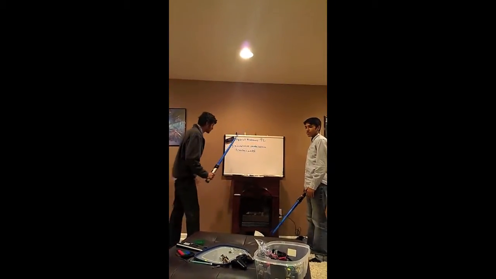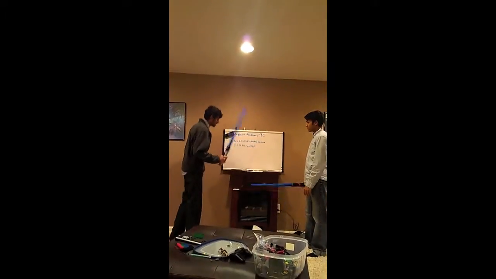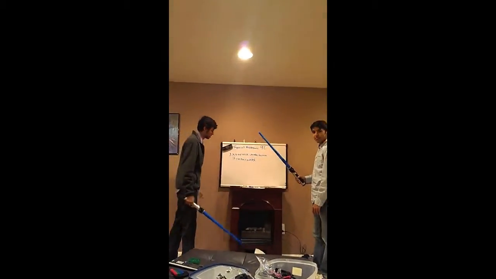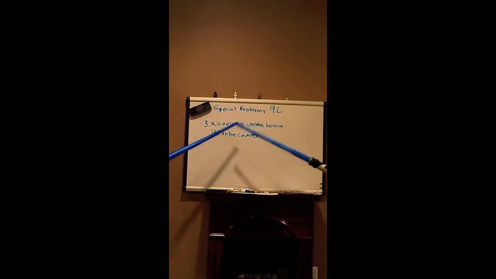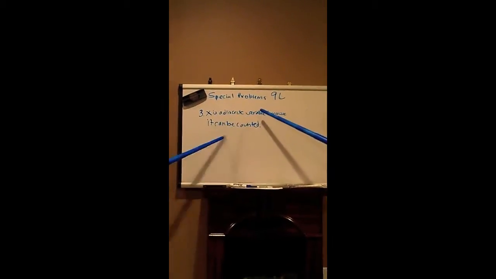So for the start of number 3, the special problem is 9C. It says, let x equal the number of people in front of you who are stopped. What type of random variable is x? We said x is a discrete random variable because it can be counted.